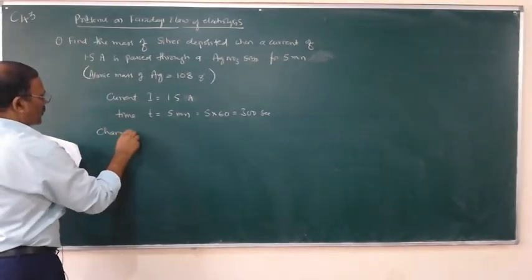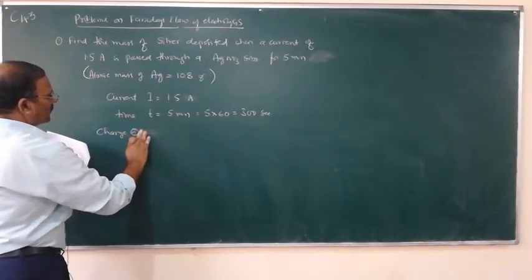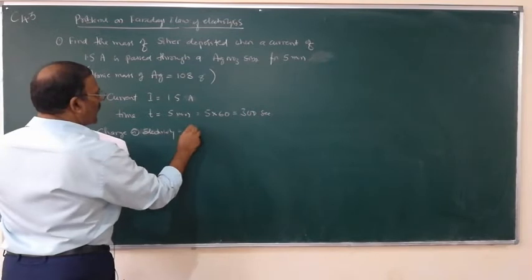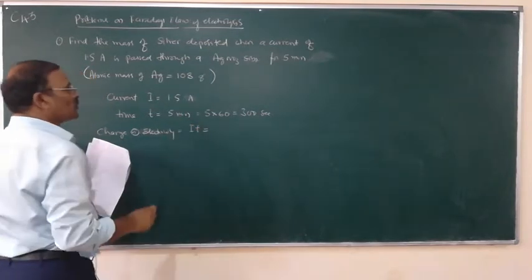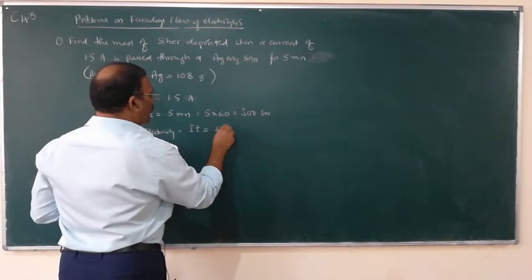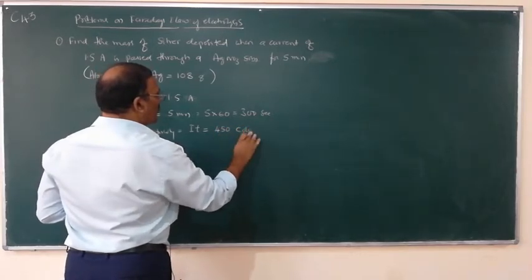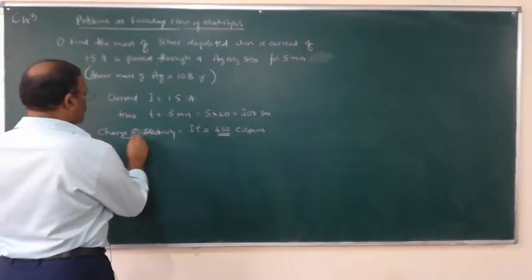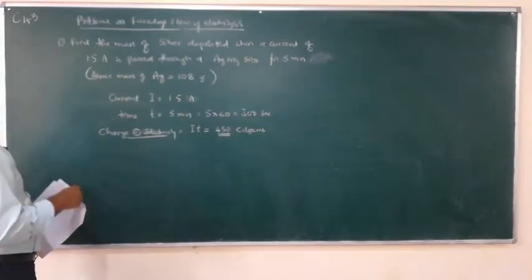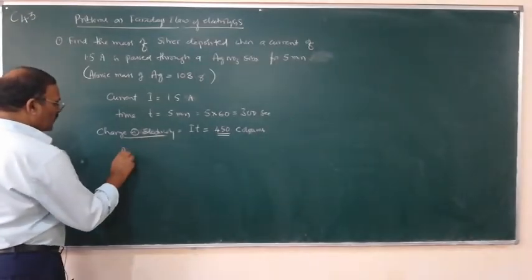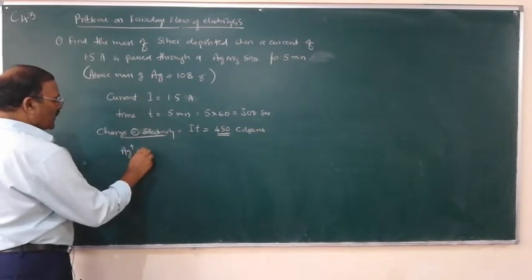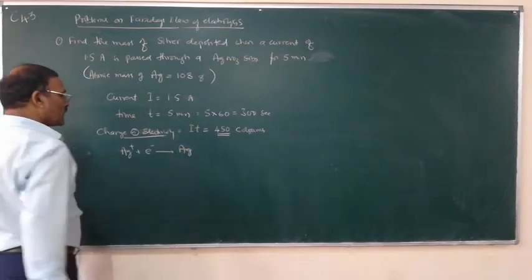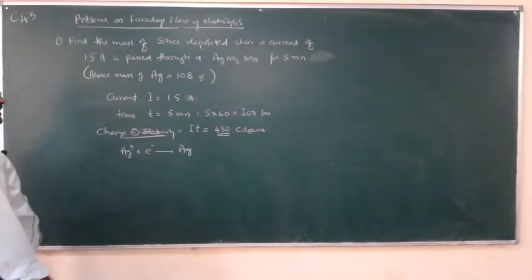Then charge or current, electricity equals I into T, that is equals 450 coulombs. So this much of current is passed. So in the discharge of silver nitrate, what is the reaction? Ag plus electron gives Ag.